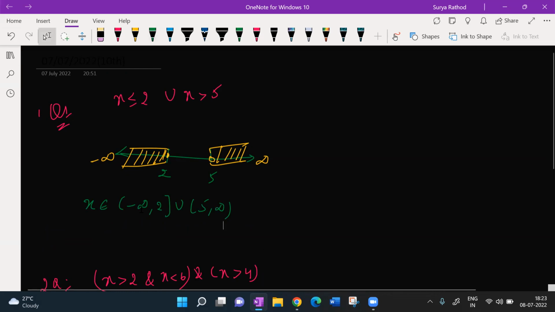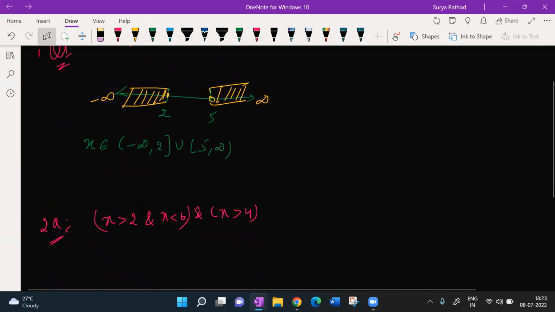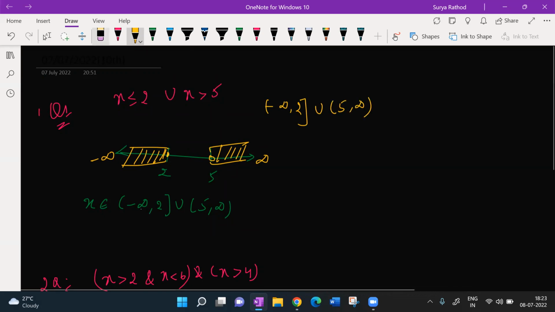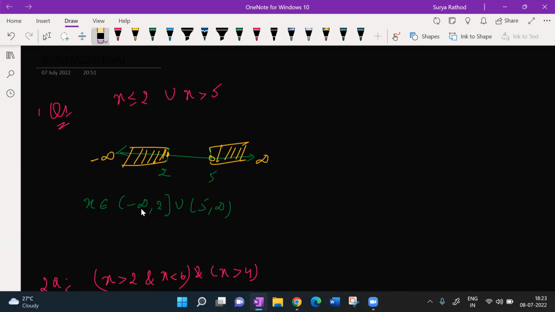Any doubts? Those who have given this answer are right. Very good. But won't it be negative infinity, 0, 1, and 2? No, no 0. It will be as it is, whatever I have written here: minus infinity to 2, minus infinity open bracket, we are including 2, union 5 to infinity. Less than 2 means 0 and 1 also will come, so they are already included here, beta.